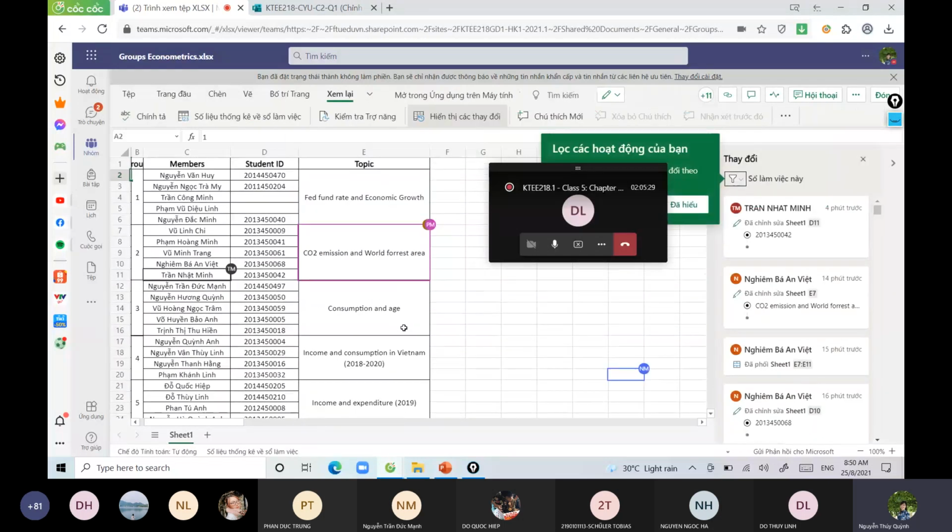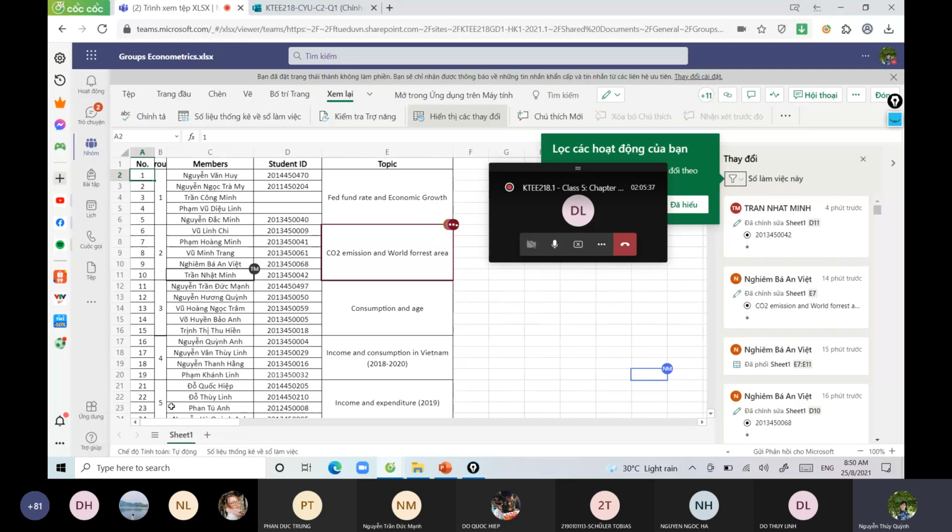Okay, so let me ask you some questions. For group one, how many members do you have? You have 5 members. Now remember to fill in the student ID here of those members. You care about the relationship between the Federal Reserve fund rate and economic growth. Okay, so where's group one? Where are you?